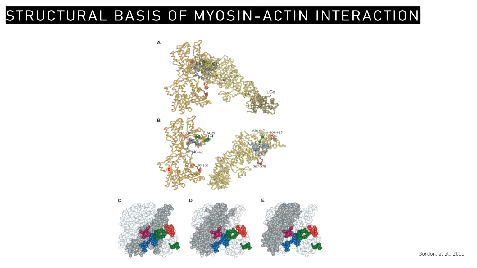So here on Panel B, you have sites 24 to 25, 40 to 45, 90 to 100, 404 to 415, 467 to 678, and 625 to 647.